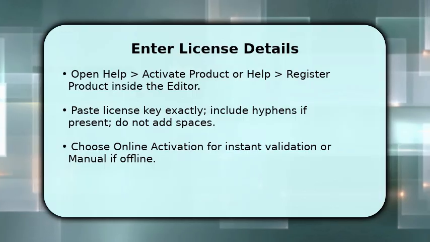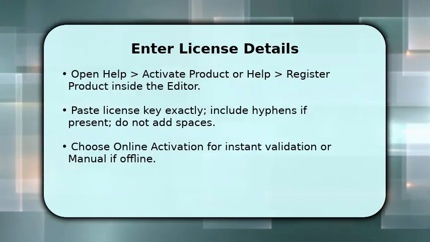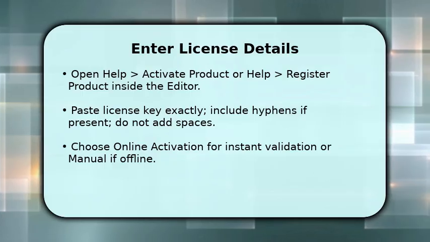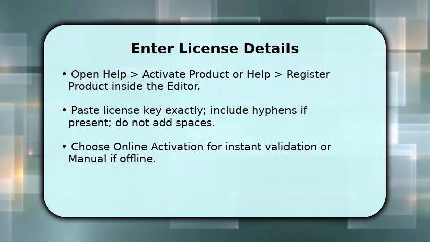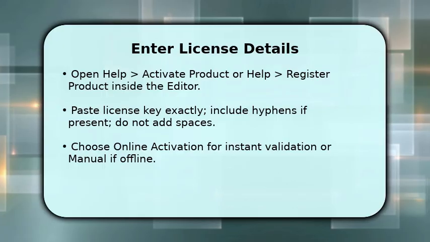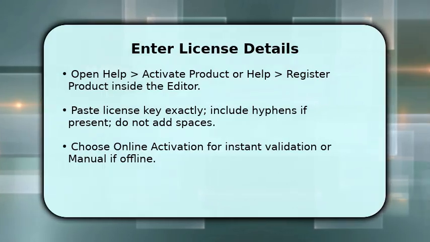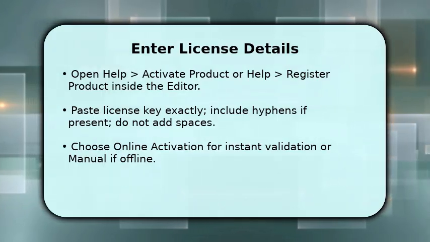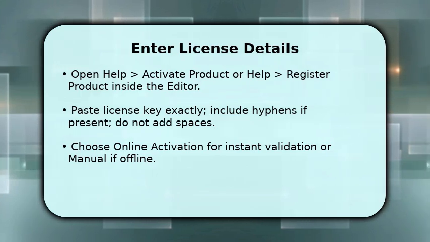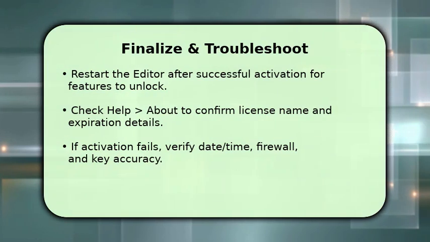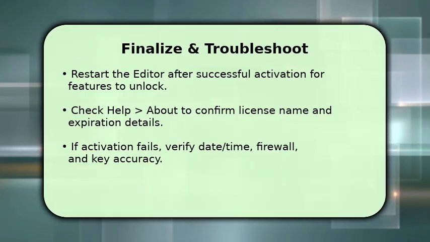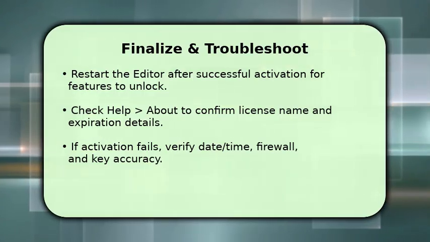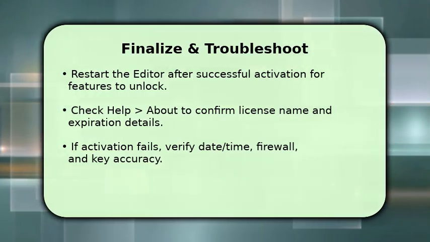If you're offline, select Manual Activation and follow prompts to generate a request file, then use another machine to complete validation. Make sure you see a success message before continuing. Finish by restarting the editor so new features unlock and license info populates. Then check Help, About to confirm the registered name and expiration or version limits. This verifies a proper activation.